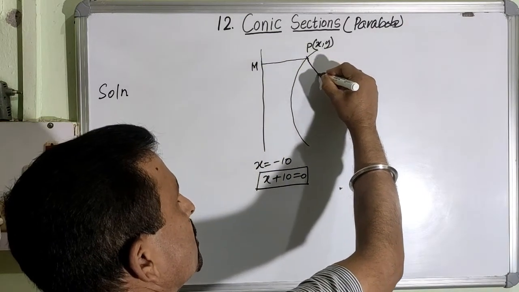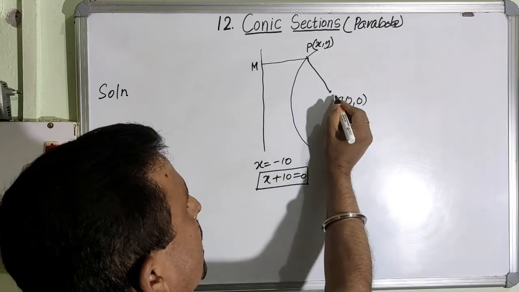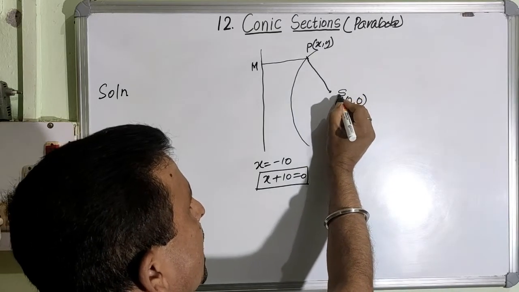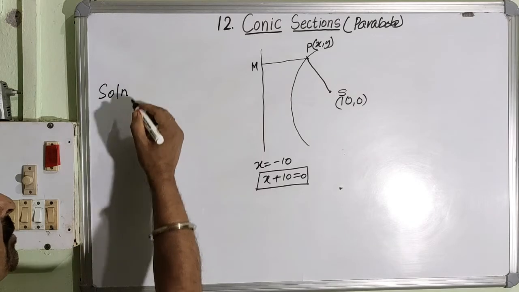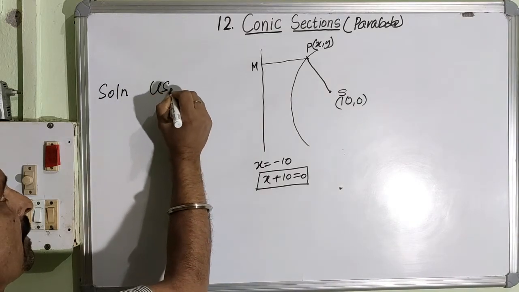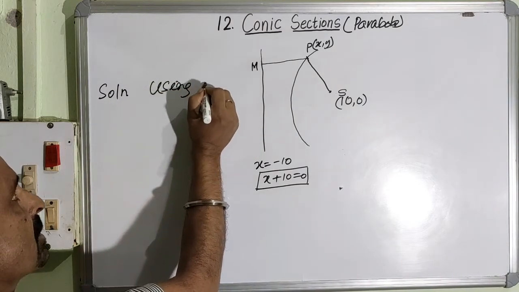This is P, and then the focus can be named as S. Now this is the diagram. With this diagram, it will be very easy for you to find the equation of the parabola. Now we are going to use the definition of the parabola.